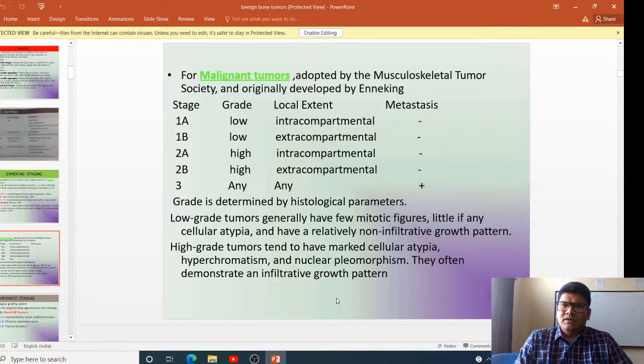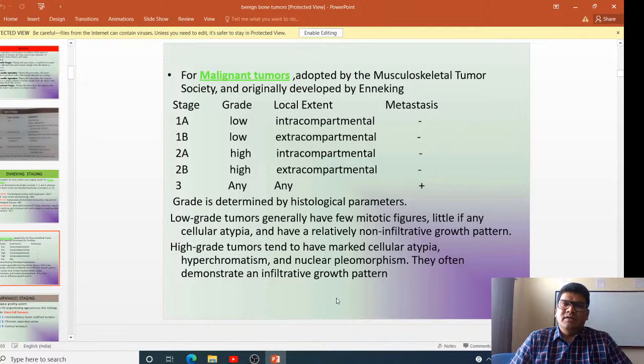So for malignant tumors, the Musculoskeletal Tumor Society adopted a separate staging, which is the Enneking staging. It has stage 1A, stage 1B, stage 2A, stage 2B, and stage 3. Stage 1A is based on histological grade: it is low grade, and based on the extent it is intracompartmental, and there is no metastasis. Stage 1B is a low grade tumor with extracompartmental spread and no metastasis.